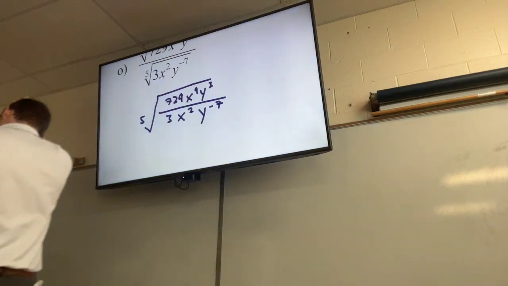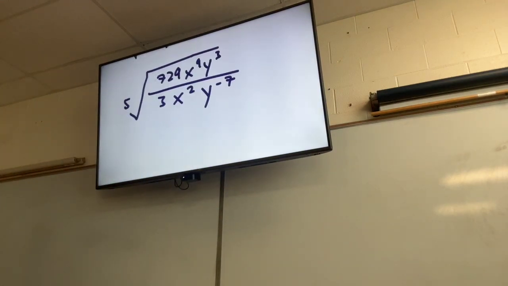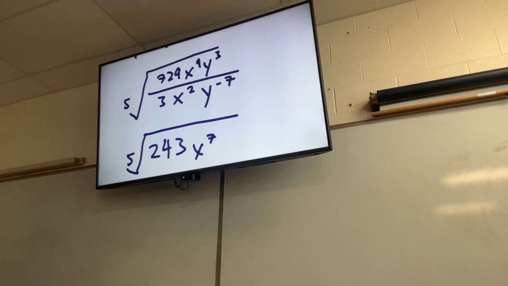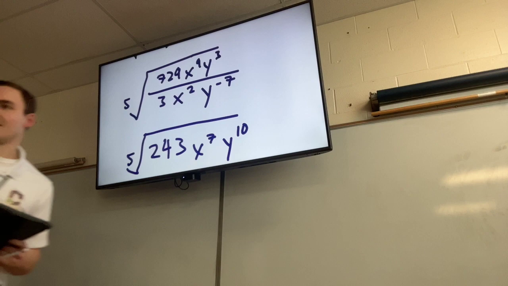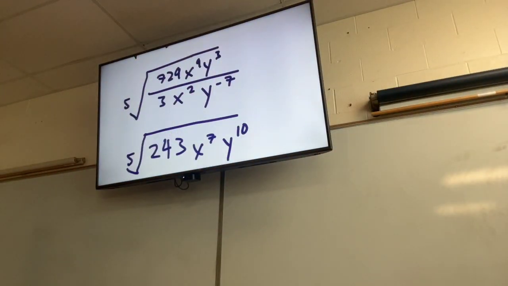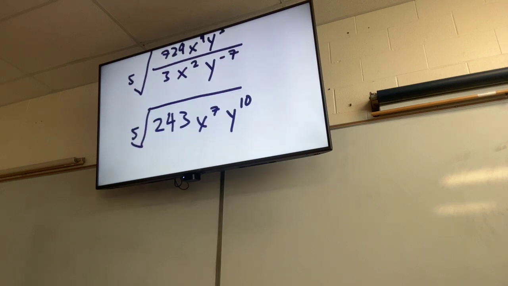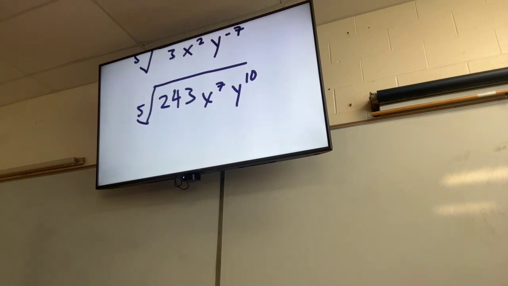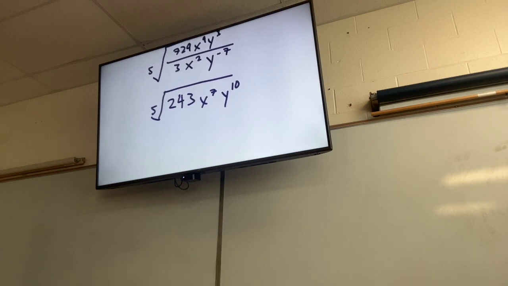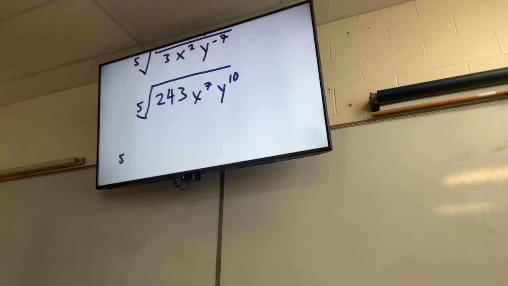All right, so I'm going to combine these into one giant square root. 729 divided by 3 is 243. I'll be honest, this one I question whether it can be done in your head. I don't know how to do it in my head. Yeah, 243. Hey, I got the fifth root of 729 in my head. That's pretty sick. All right, so let's break it up.